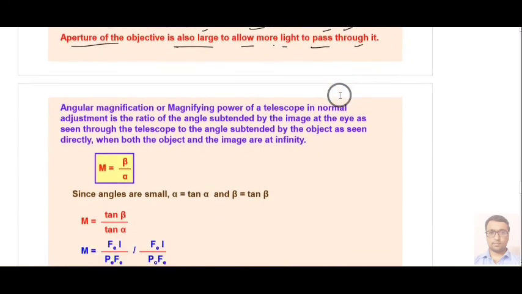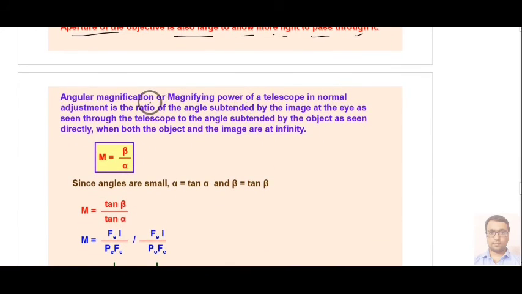Now here we can see that angular magnification or magnifying power can be given as again beta upon alpha, and this beta is the angle subtended by the image at the eye and alpha is the angle subtended by the object when we see it directly. Okay, and both the images are formed at infinity. Now for a small angle we can write alpha equal to tan alpha and beta equal to tan beta. So your magnification will be tan beta upon tan alpha.